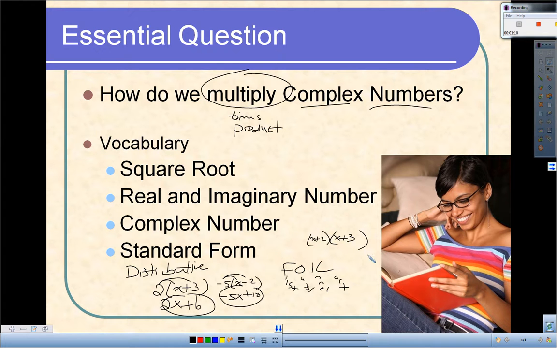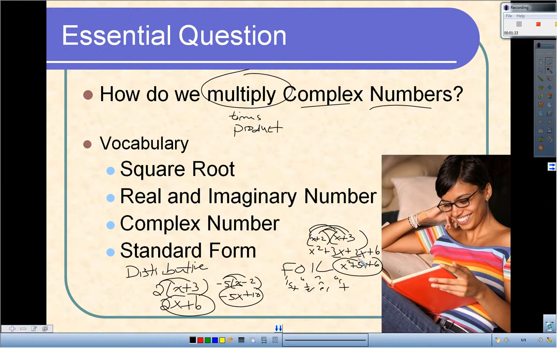FOIL is whenever you have two binomials multiplied together, so like x plus 2 times x plus 3. Again, FOIL is just an extension of the distributive property, but if we were to use FOIL in this, x times x is x squared, that's first. Outer, so x times 3, that'd be 3x. Inner, 2 times x would be 2x. And last, 2 times 3 would be 6. Add your like terms, so you'd end up getting x squared plus 5x plus 6.